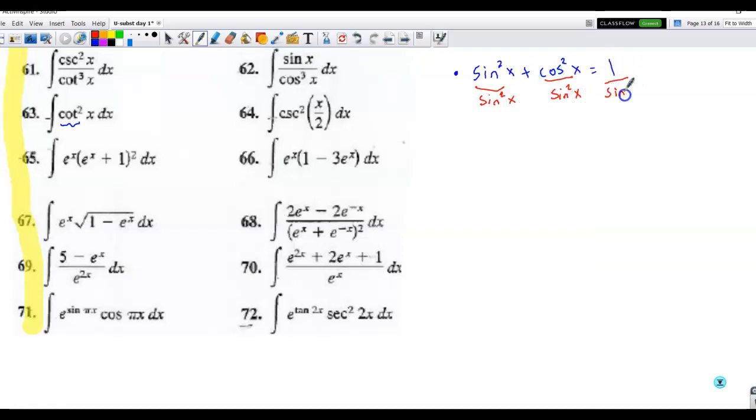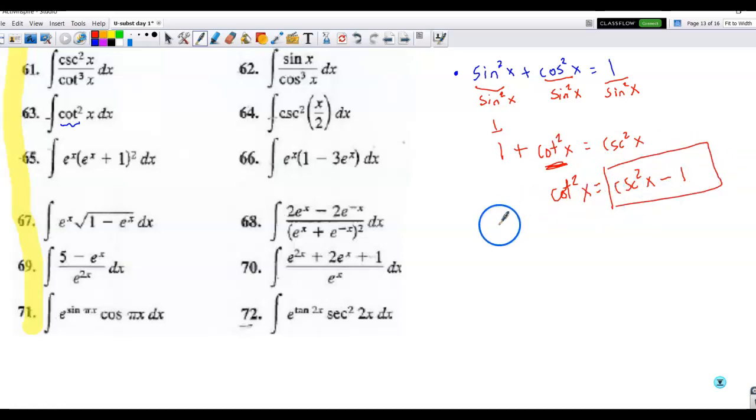because I want to get a cotangent, divide every term by sine squared on both sides, that will give me 1 plus cosine squared over sine squared, which is cotangent squared, equal to 1 over sine squared, which is cosecant squared x. All right, here's the cotangent squared, so if I get that by itself, that's cotangent squared x equal to cosecant squared x minus 1. Okay, that's not a bad replacement. So I'm going to rewrite this problem as the integral of cosecant squared x minus 1 dx.